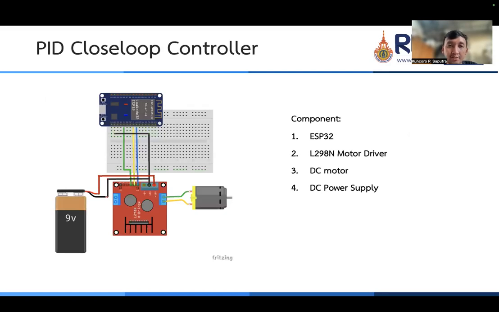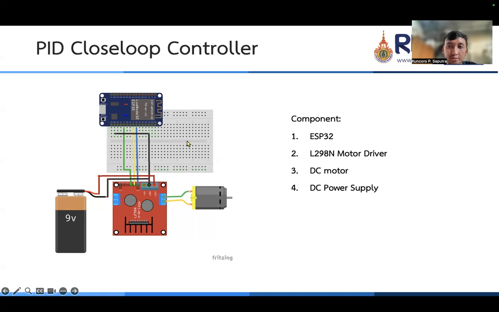For the schematic diagram, we can make the connection like this picture. In this picture, we use an ESP32, a motor driver, a DC motor, and a DC power supply. For this power supply, I use 9 volt. And for the motor driver, I use L298N. After that, I use one DC motor.